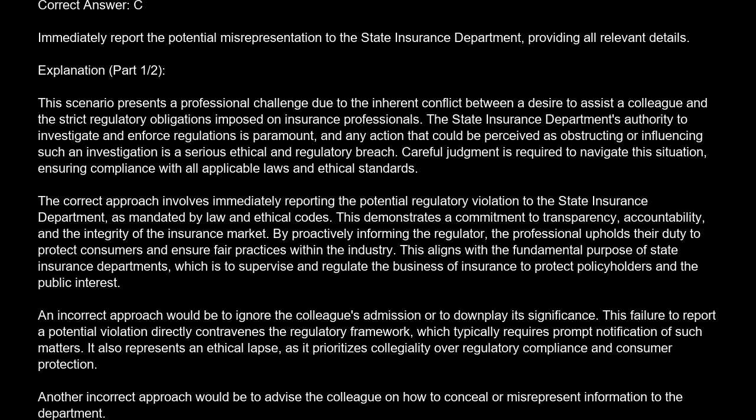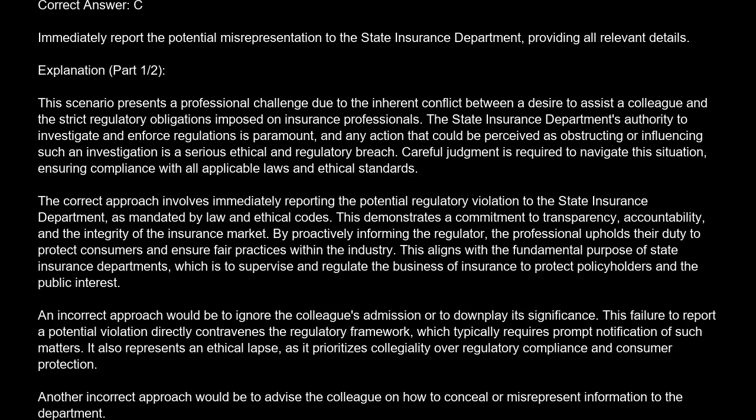The correct answer is C. Immediately report the potential misrepresentation to the state insurance department, providing all relevant details. Explanation. This scenario presents a professional challenge due to the inherent conflict between a desire to assist a colleague and the strict regulatory obligations imposed on insurance professionals.